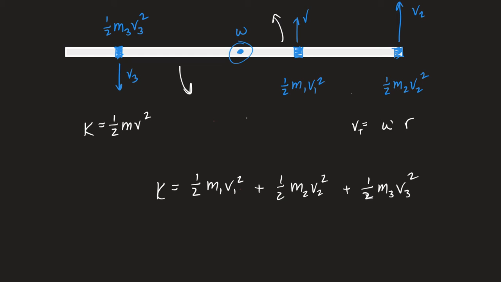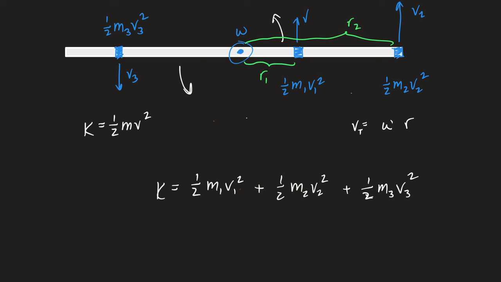Now, I know where the axis of rotation is. Because of that, I have a way to measure r1, and I have a way to measure r2.